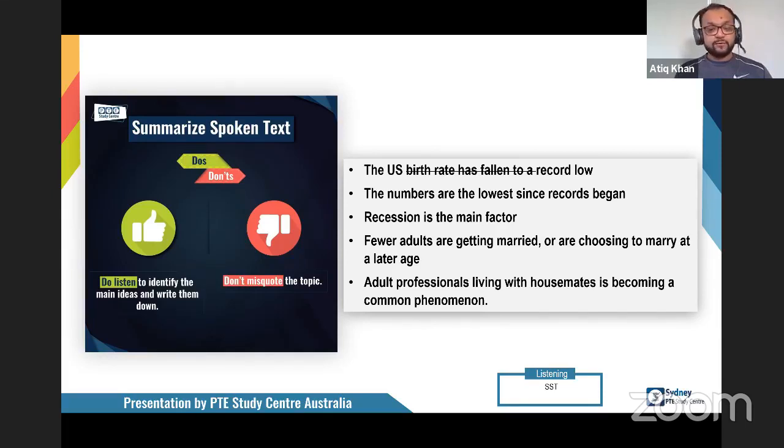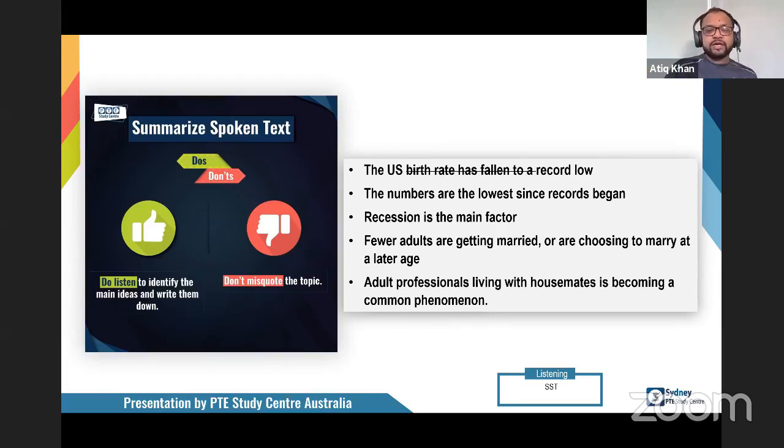Hopefully this was informative for you for summarized spoken text. And as we move along, guys, I would highly recommend that you participate in this session. And if you have any questions, feel free to drop your questions, and we will be more than happy to answer those questions. So Ali, we're going to move along, zip through.